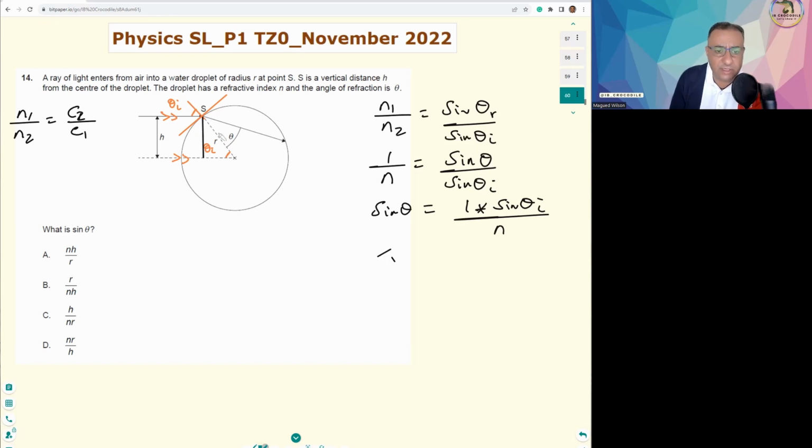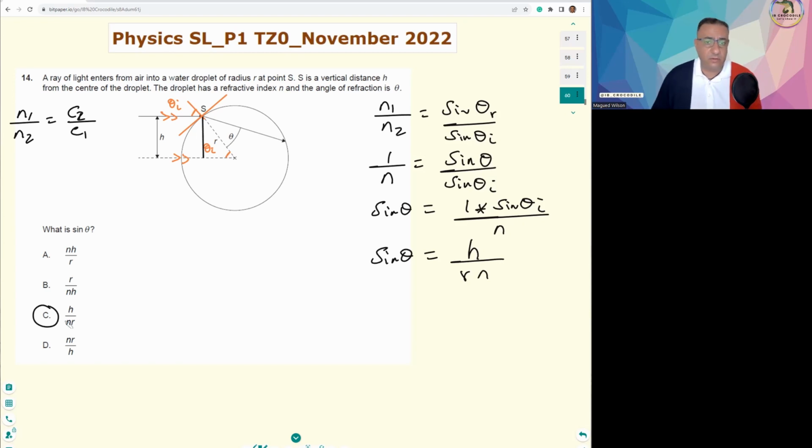So I can replace sine theta i by h over r, and then I still have n at the denominator. So the answer is C, h over nr. So just a simple application of Snell's law.